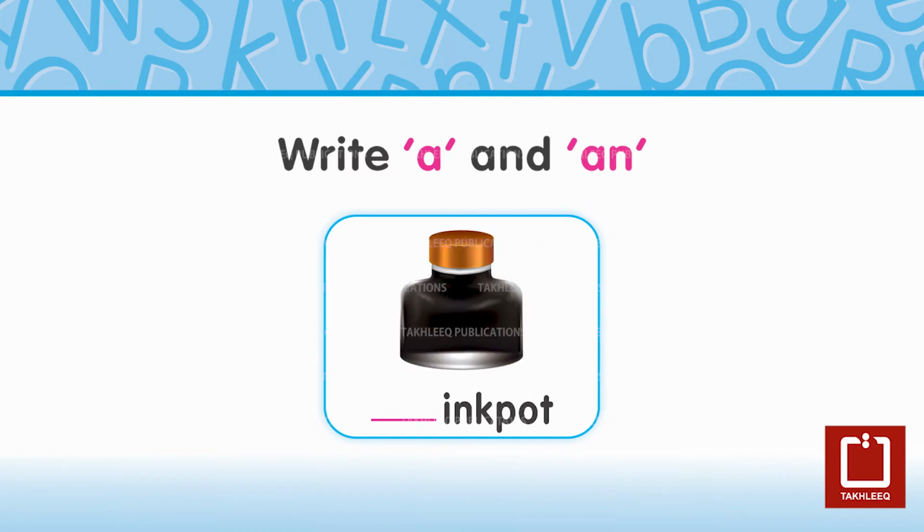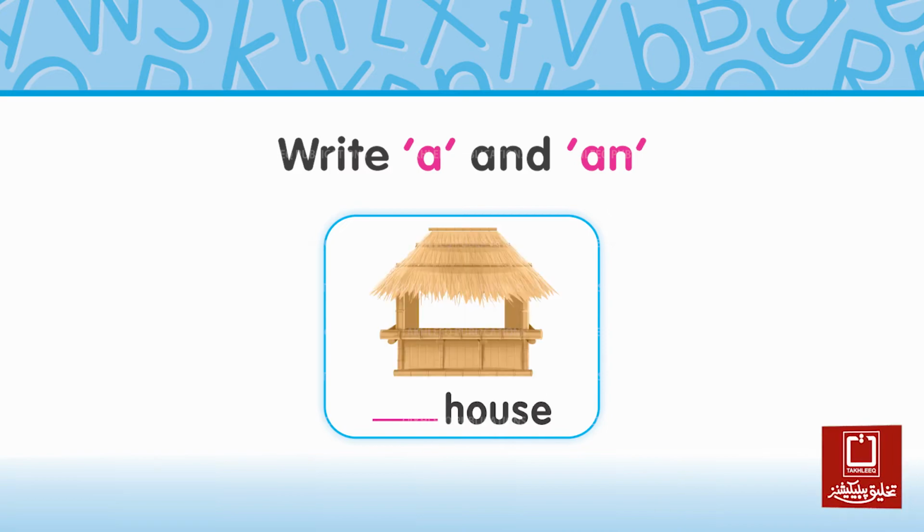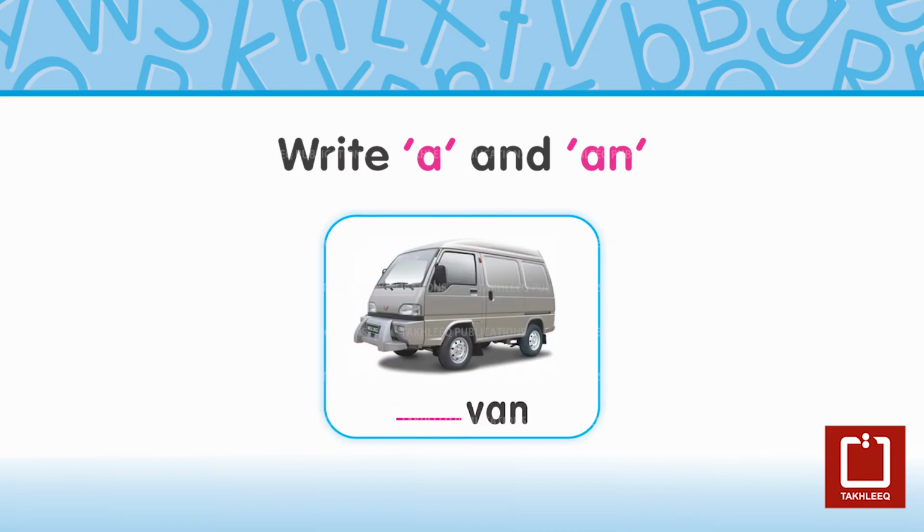Here is a word ink pot. Ink pot starts with vowel I, so we write here N. Here is a word house. House does not start with vowel, so we write here A. Here is a word van. Van does not start with vowel, so we write here A.